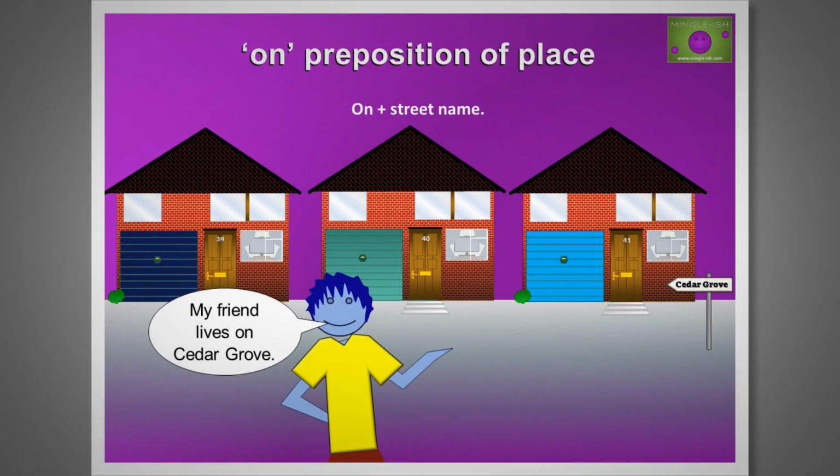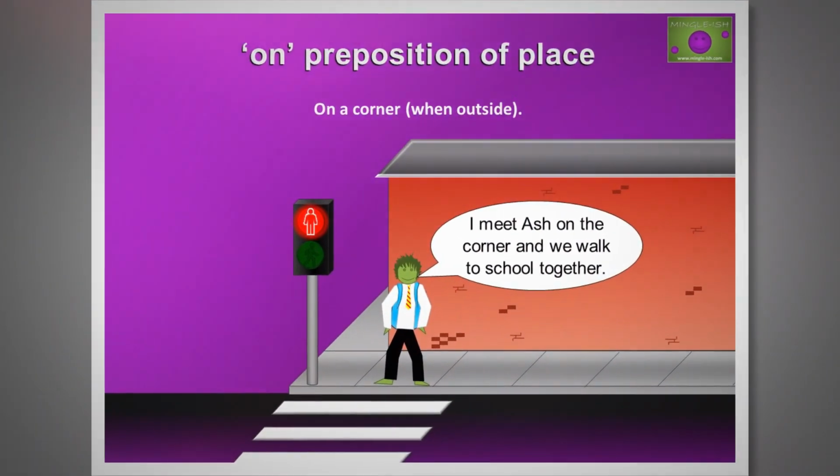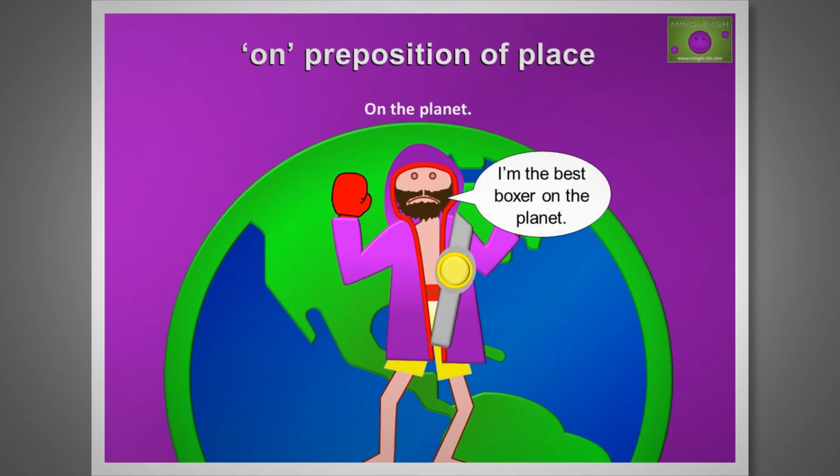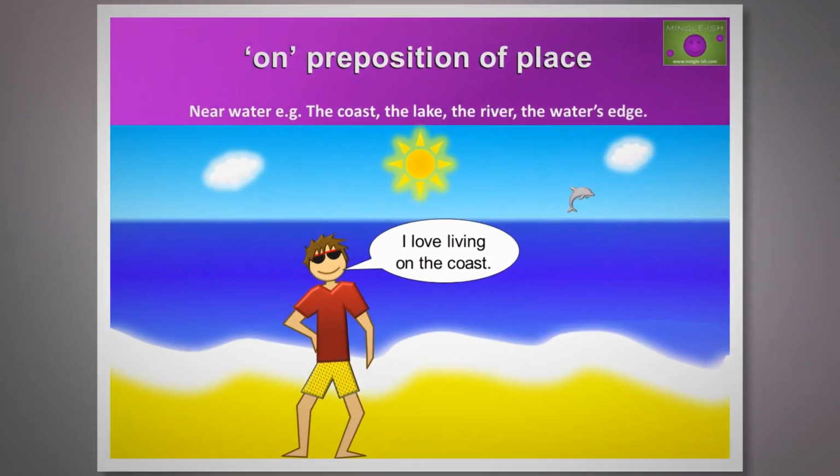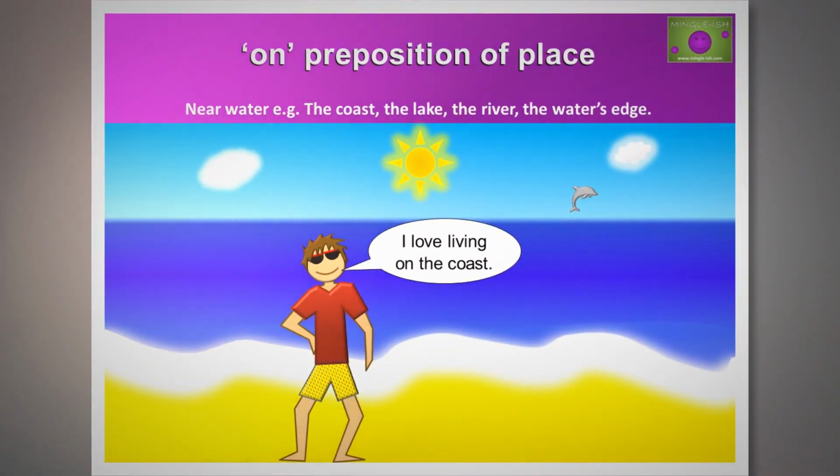On plus street name. My friend lives on Cedar Grove. On a corner when outside. I meet Ash on the corner and we walk to school together. On the planet. I'm the best boxer on the planet. And finally, near water, for example, the coast, the lake, the river, the water's edge. I love living on the coast.